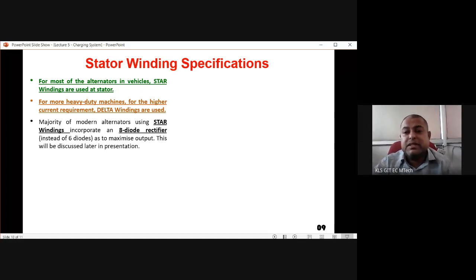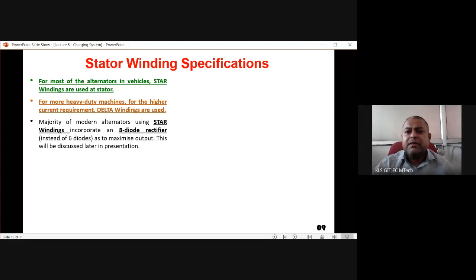So the first thing, the alternator, that part is over. We have already seen the internal construction, the waveform, the stator construction, the rotor construction, and how to get higher current output and higher voltage output. For higher current output, you have to use delta. For higher voltage output, you have to use star. Now we are coming to the rectifier part, and we'll be doing the rectifier part on the next day.